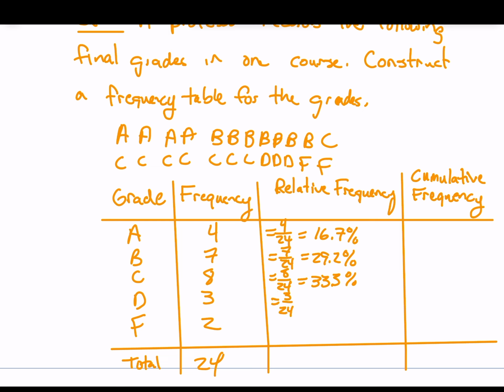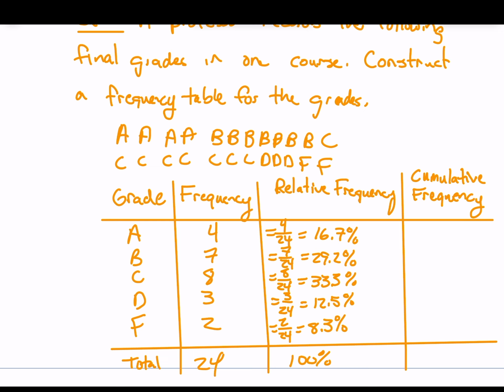3 over 24 gives us 12.5%, and 2 over 24 gives us 8.3%. And of course, our final total on the percentages is 100%.